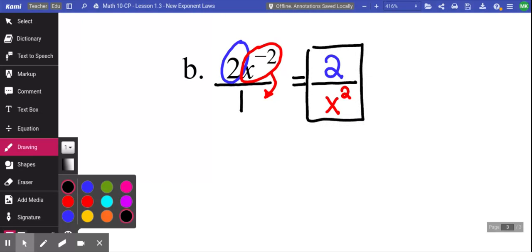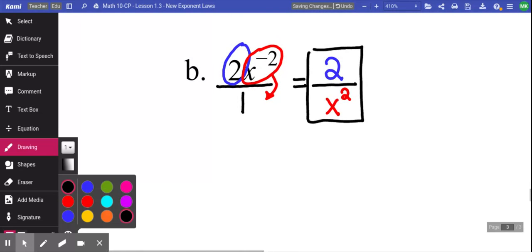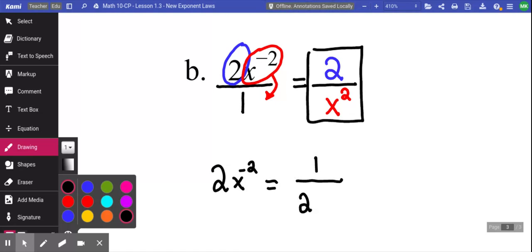What I'm seeing a lot of is people are just moving everything. And we're going like this: 2x to the negative 2, and we're writing it as 1 over 2 to the x to the 2. That is not correct. Because this 2 had a positive exponent, so it shouldn't move. Only negative powers move.